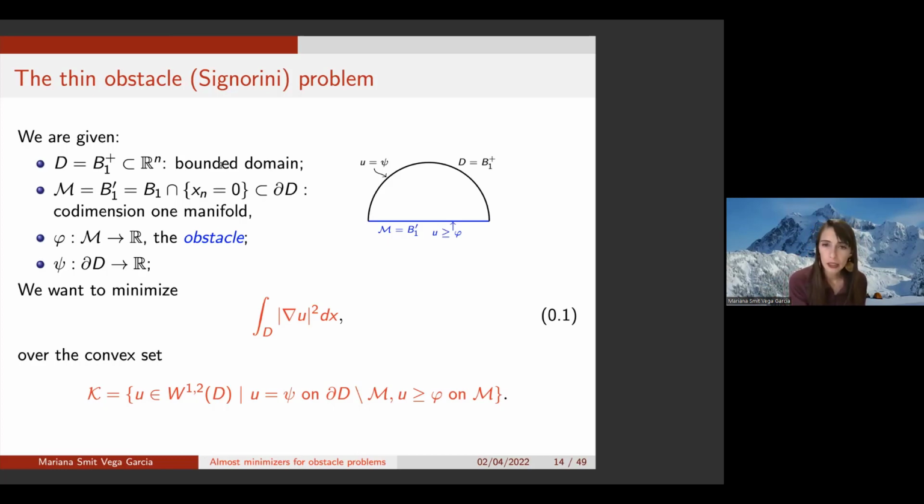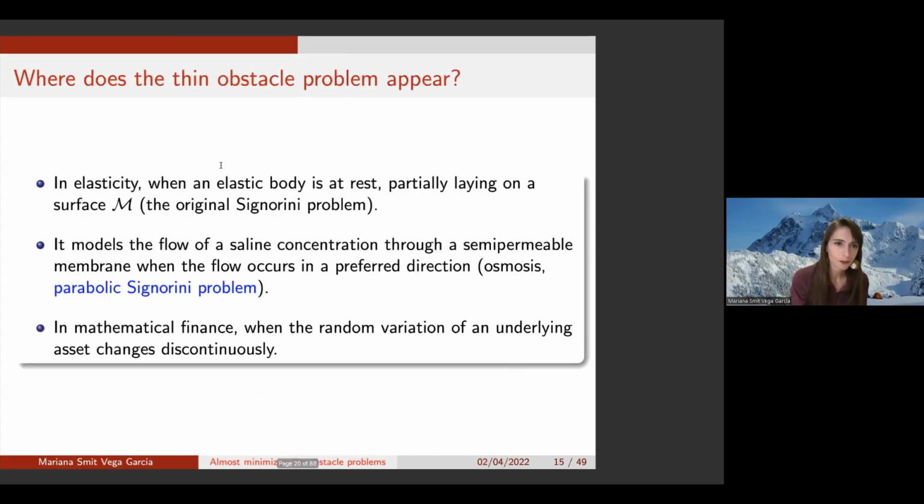Let's say we want to minimize the Dirichlet energy over the convex set of functions that are equal to psi, the boundary data on the curved portion of the boundary, and which are greater or equal to the obstacle on the flat portion. Now the situation is quite different because the obstacle itself is not on the whole region. You don't have a mountain. You have more like a wall, if you want to think of it that way.